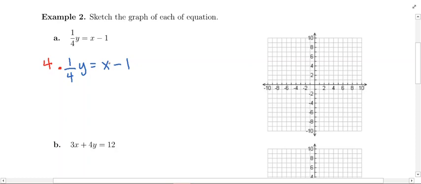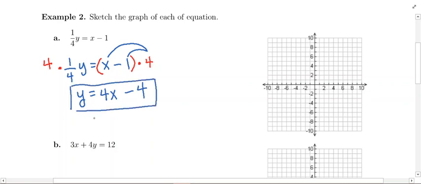Now if I multiply the left side by 4, I have to do it to the right side, and the right side has 2 terms, the x and the minus 1. So the 4 is going to have to get distributed to both pieces, so you need to put that in parentheses. Once we simplify this, 4 times 1/4 will give us 1 times y, which is just y. And then on the right side, we're going to send the 4 through. 4 times x is 4x. And then we're going to have minus 1 times 4, which is minus 4. And now our equation is in y equals mx plus b form.